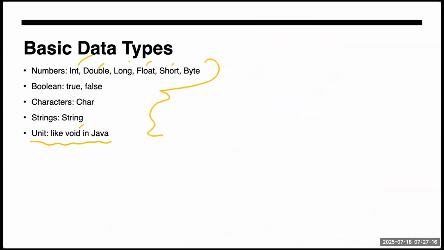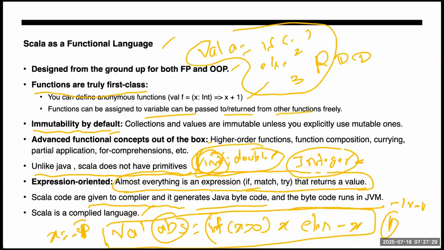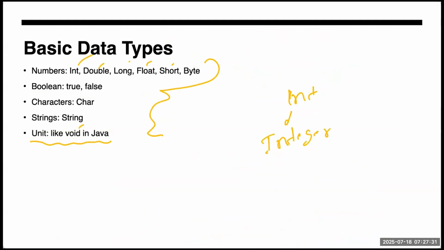See, in Java you have int, which is primitive, and on top of this we have a wrapper, which we call Integer. But here these are the data types, and they are not primitive. You can apply any function or method on top of int, double, long, float and these things.